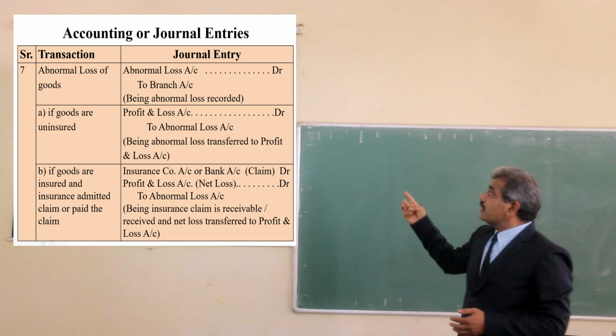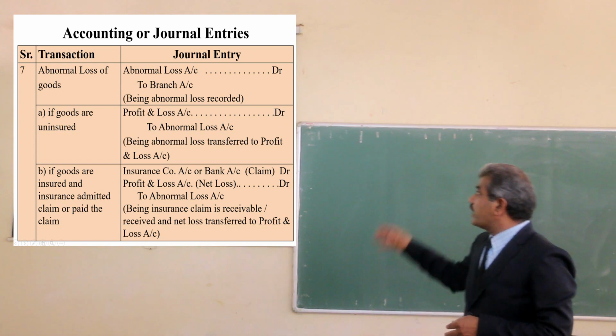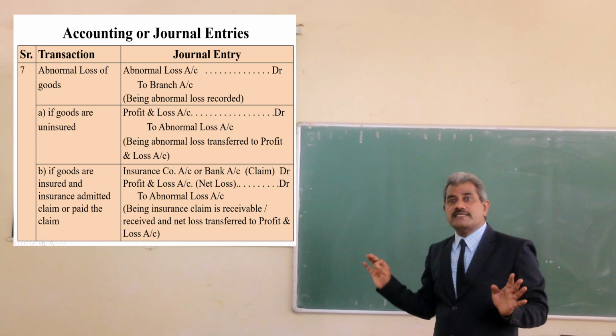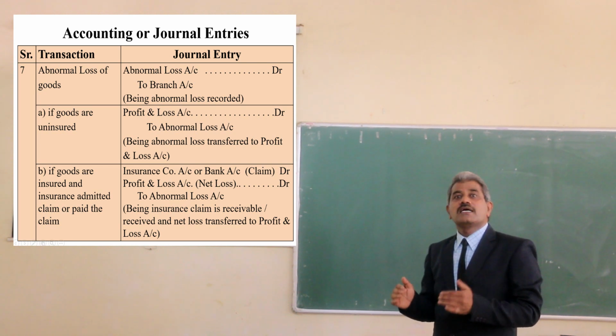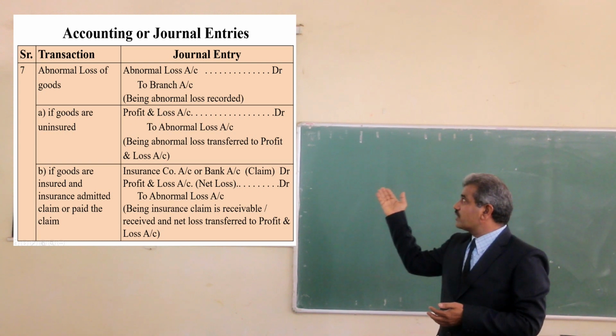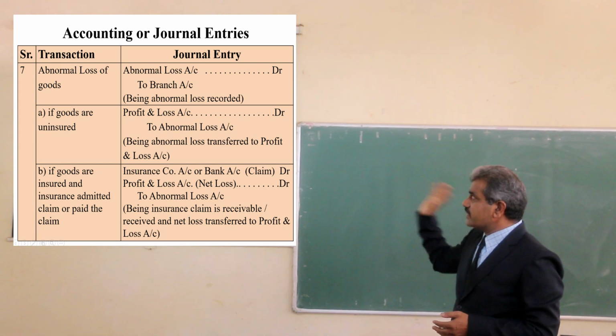The first entry will be passed as abnormal loss account debit to branch. Abnormal loss account debit to branch. Simple entry. Loss is a nominal account, so our loss will be debited. So abnormal loss account debit to branch account. This is the first entry.